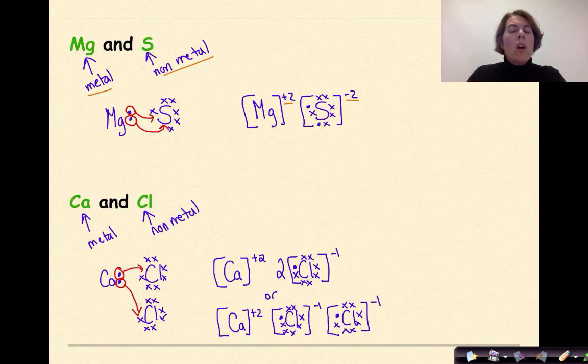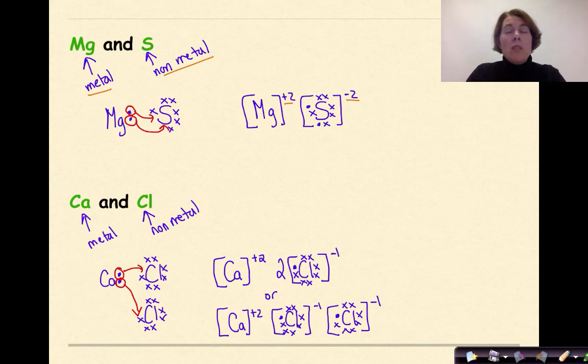Calcium is our metal, chlorine is our nonmetal. Calcium has 2 valence electrons, chlorine has 7. So now we're in a situation. Calcium must give up both of its valence electrons. It just can't choose and say, hey, I just feel like giving up one of my valence electrons today.